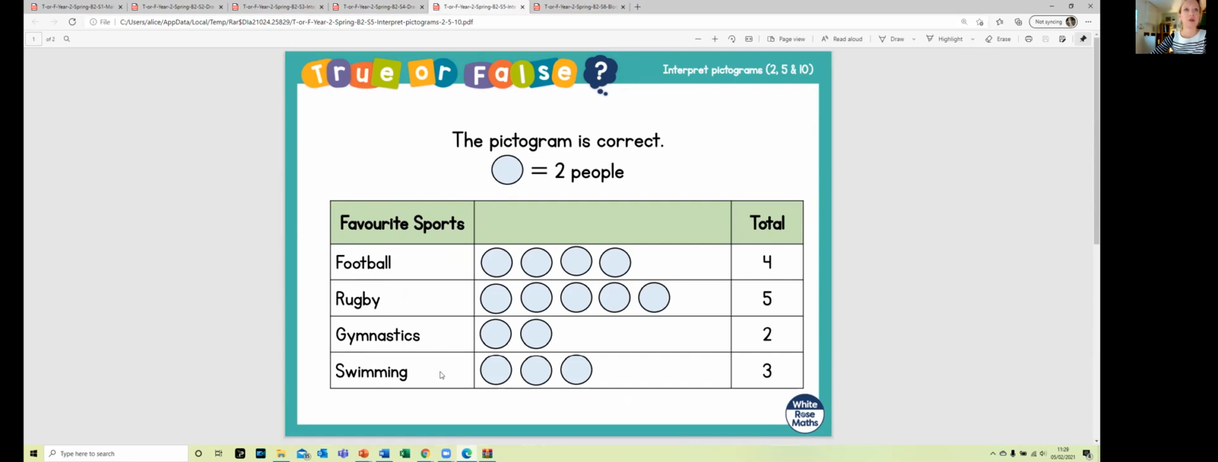What's your favourite sport? I love to watch the gymnastics when that's on in the Olympics, in the Commonwealth. But I like it all. Anyway, moving on.